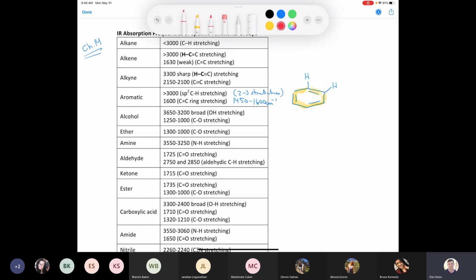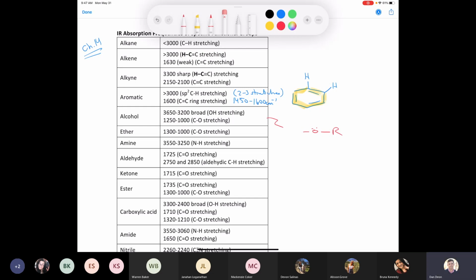An alcohol is one of the easier ones to recognize because you've got an oxygen-hydrogen bond. And I explained that those are going to give you a very broad absorption, around 3,600 to 3,200. You can also see stretching between the carbon and the oxygen, which is going to be in the neighborhood of 1,250 to 1,000. Next, we have an ether. So if we draw an ether, it looks like this. We only have the carbon-oxygen single bond stretches, which are in the neighborhood of 1,300 to 1,000.